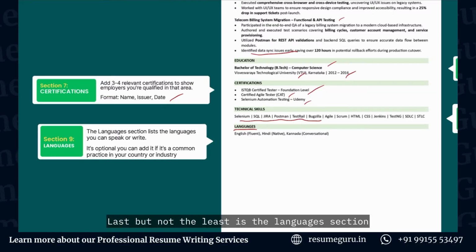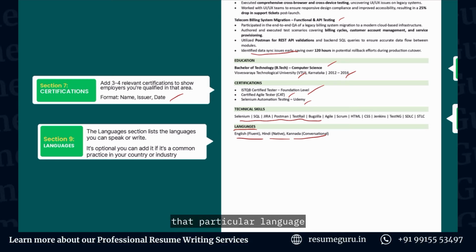Last but not the least is the languages section. Now, languages is pretty optional. If you are working in a field where mentioning the languages is important, you can do that. So you can add things like English, Hindi, Kannada, and you can even, in brackets, give how good you are in that particular language.